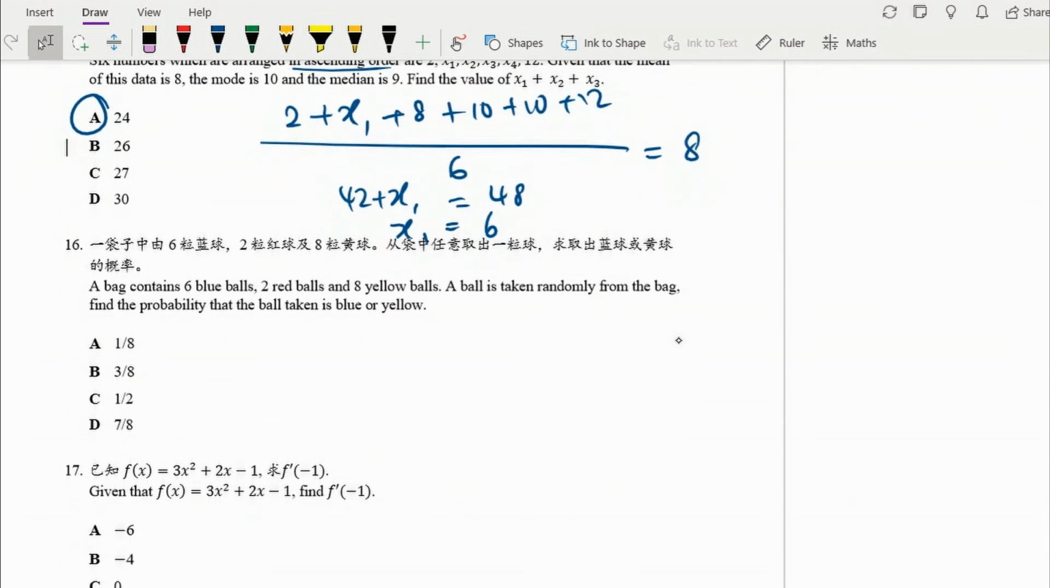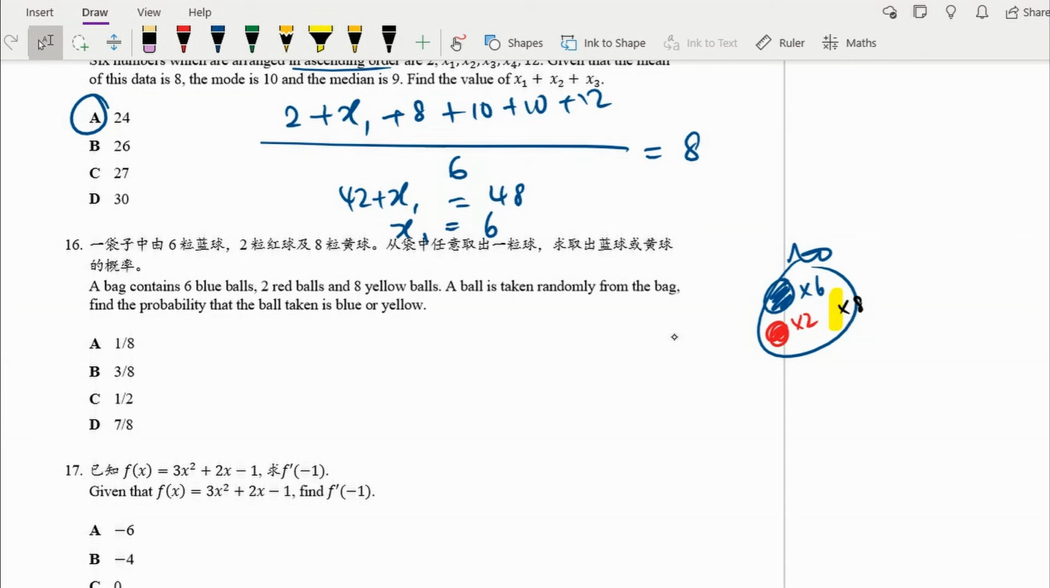Question number 16. A bag, blah, blah, blah. We have 6 blue balls, okay, blue color, we have 6. 2 red balls, okay, times 2. And 8 yellow balls, times 8. You take a ball at random from the bag. Find the probability the ball taken is blue or yellow.